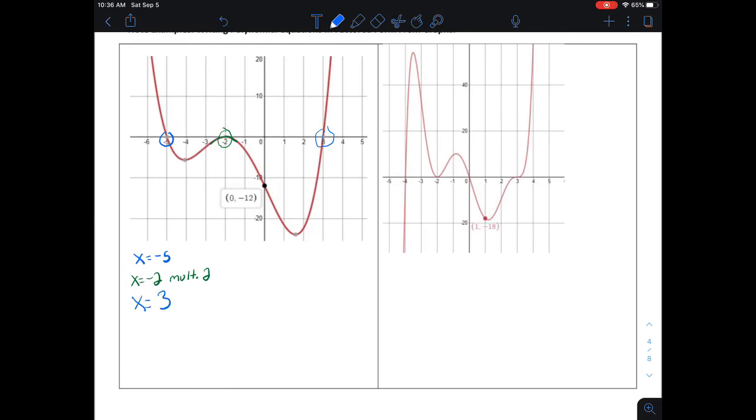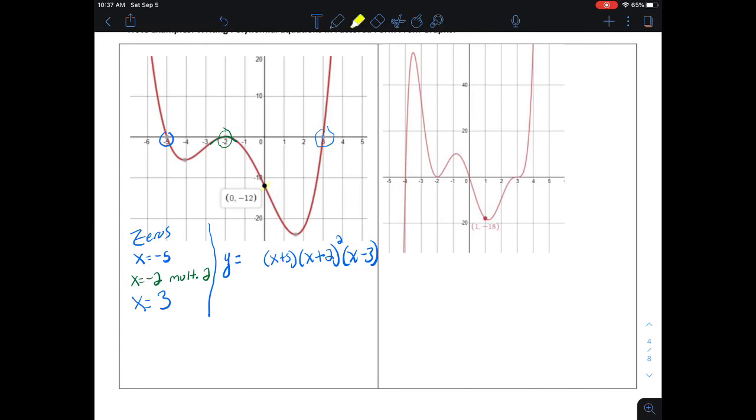Now, we want to write this polynomial in factored form. So we would have y equals, now remember, all of the zeros in this list can be written as factors. So it'd be y equals, we'd have x plus 5, x minus 2, or x plus 2 squared, times x minus 3. Now, that is the equation of a polynomial that would have those zeros.